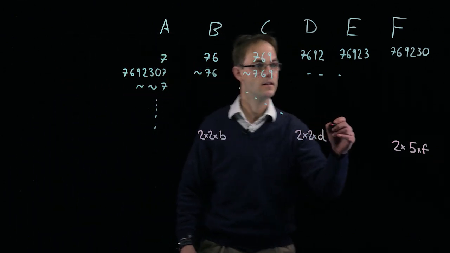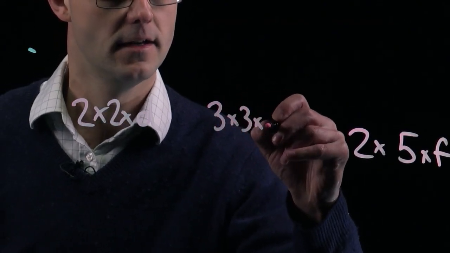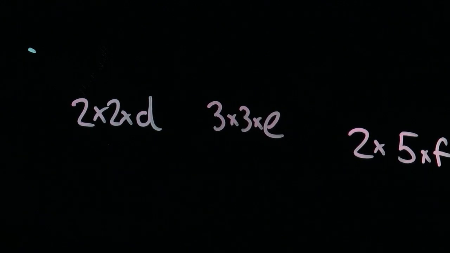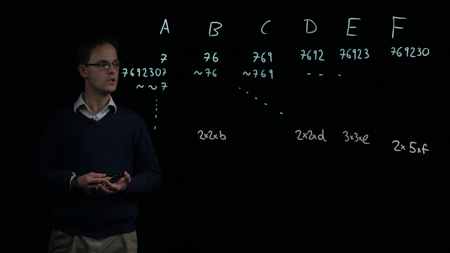But that means the digit sums are all multiples of 9, and so every number in column E is a multiple of 9. That is 3 times 3 times some integer e, which is clearly bigger than 1, and so contributes another prime. So far, so good.